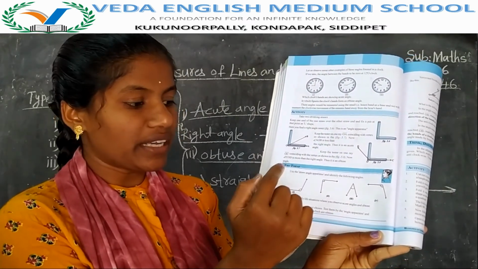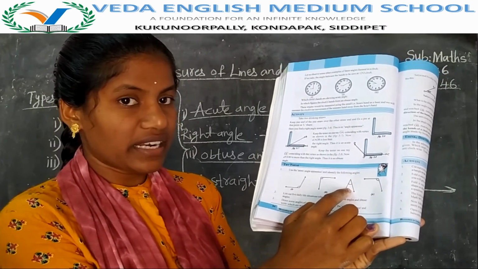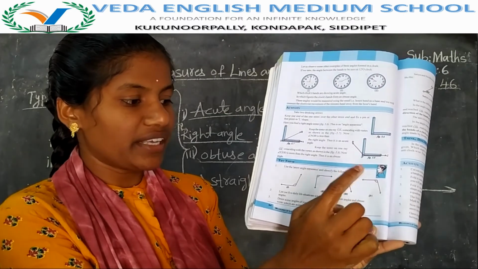More than 90, obtuse angle. Exactly 90, right angle. Less than 90, acute angle. More than 90, obtuse angle.